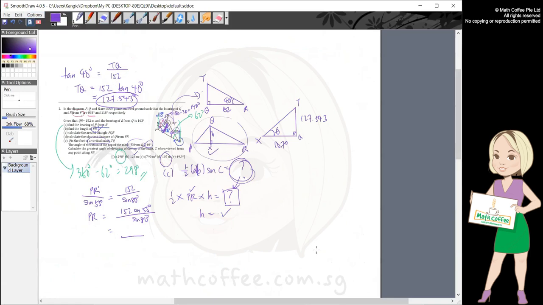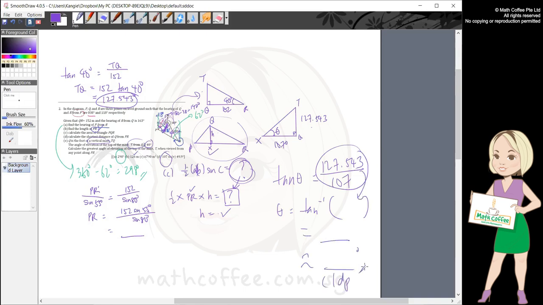So you have to draw a lot of right angle triangles in order to visualize. So the last one. Tangent theta equals 127.543 over 107. So theta equals tangent inverse of all this here, and then you get the answer. Please round off to 1 dp. And we are done. Okay, this is for the last question.